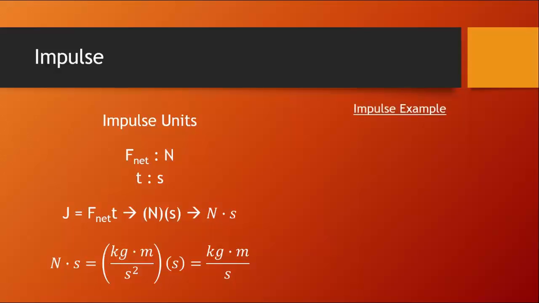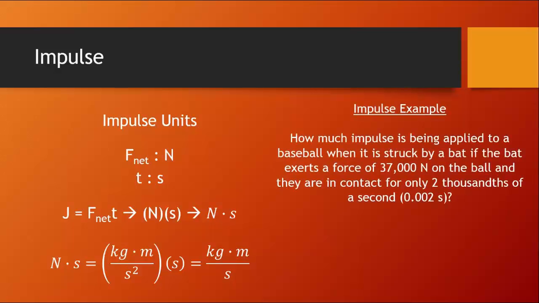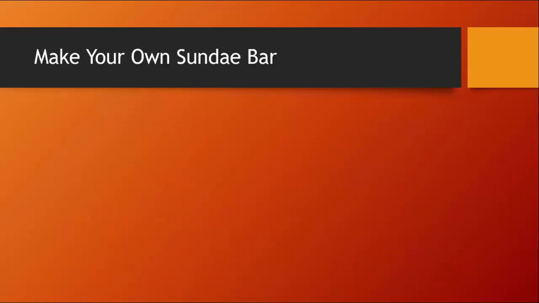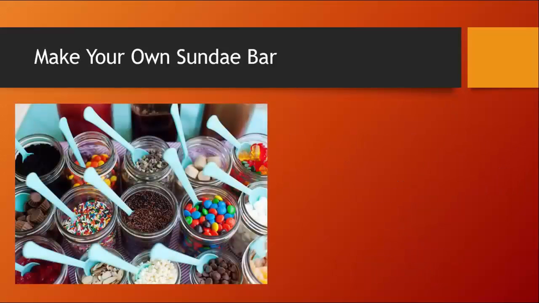Let's take a look at an example of an impulse problem. How much impulse is being applied to a baseball when it is struck by a bat if the bat exerts a force of 37,000 newtons on the ball and they are in contact for only 2/1000ths of a second? Here we go. J equals F net t. Plug in the 37,000 newtons and the 0.002 seconds, and we'll find that the impulse applied to the baseball was 74 newton seconds.